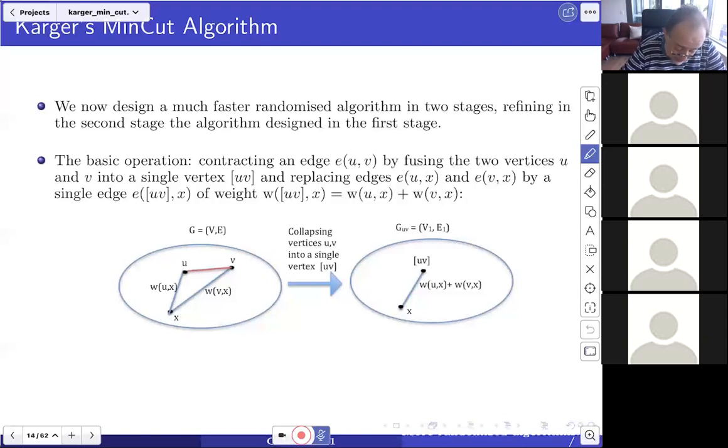And then you update all the edges, so now the edges between x and u and x and v will be replaced by a single edge between x and this fused point uv, and you set the capacity of this new edge to be exactly the sum of the capacities of the two edges that get collapsed into a single edge when you merge U and V. So you can just imagine making U and V shorter and shorter, and then these two pipes will get closer and closer until they fuse into a single pipe of the capacity that is equal to the sum of the capacities of the two.